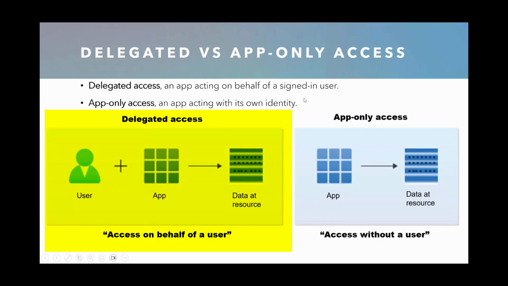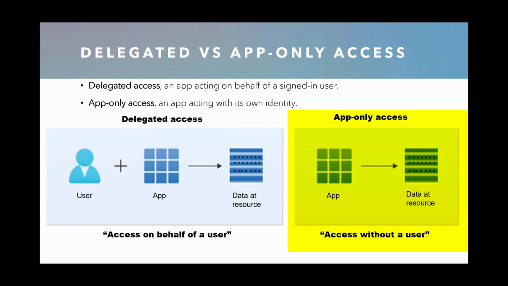But there's another kind of access that you can use, which is app-only access. So you don't have to go through an individual user at all. Your app has all the credentials. So this one on the left is access on behalf of a user. The one on the right is access by the application without the need for a particular user in the authentication part. And you'll see what the differences are here.